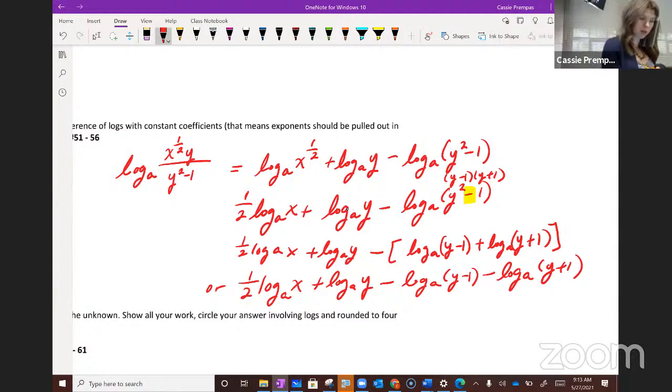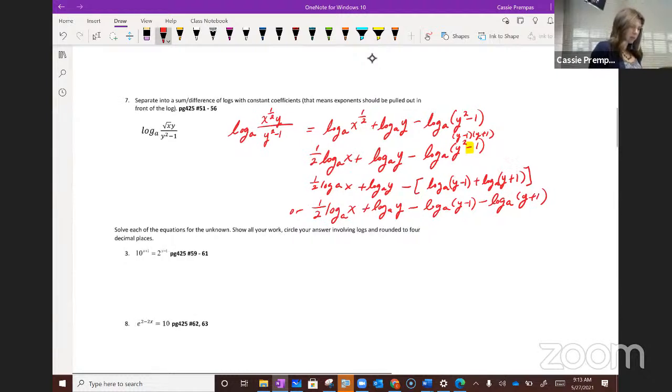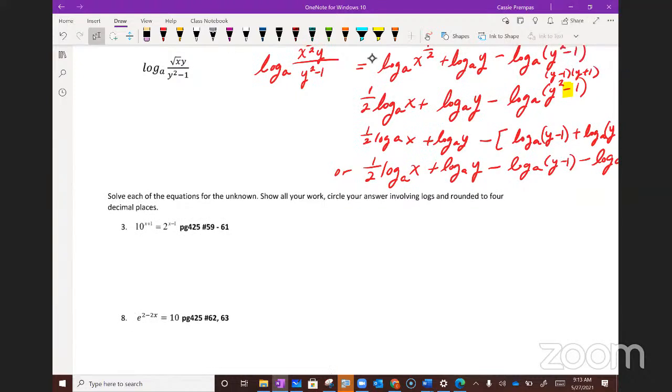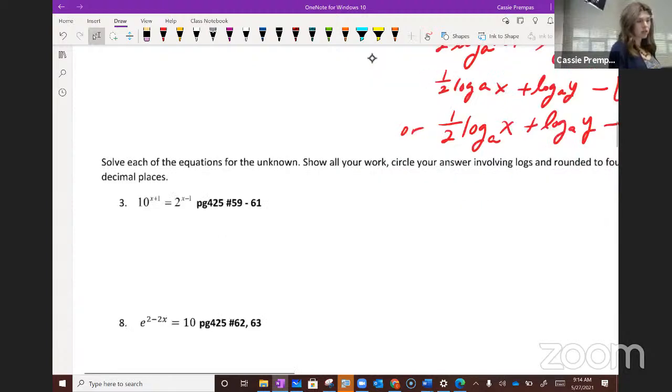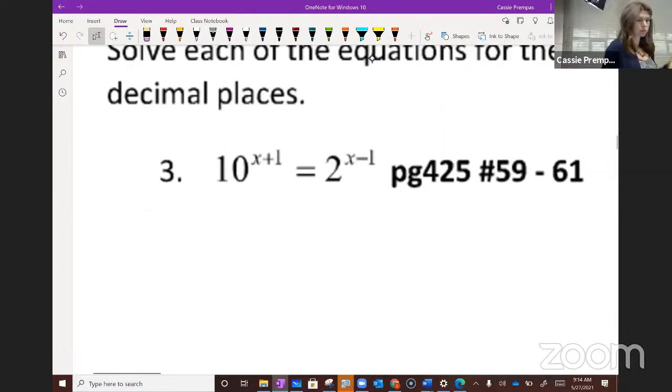All right, let's take a look at solving exponential or logarithm equations. So solve each of the equations for the unknown, show all your work, circle your answer involving logs, and round it to 4 decimal places. You don't quite know how the multiple choice question will be given, either as logs or in decimal format. So we want to make sure that we know how to do both.